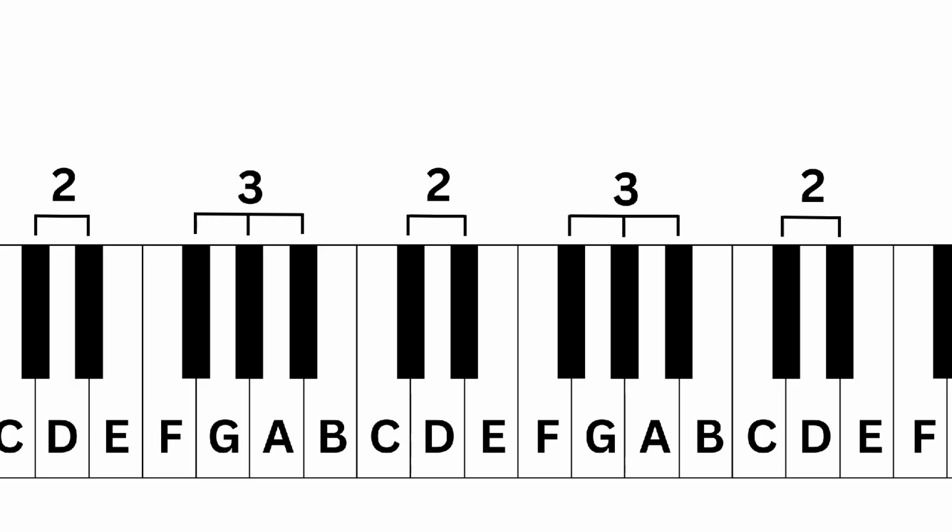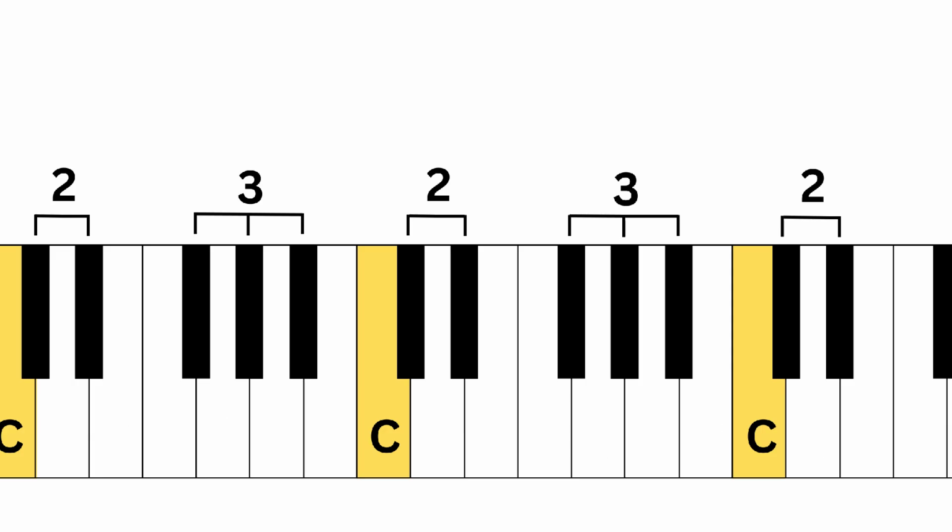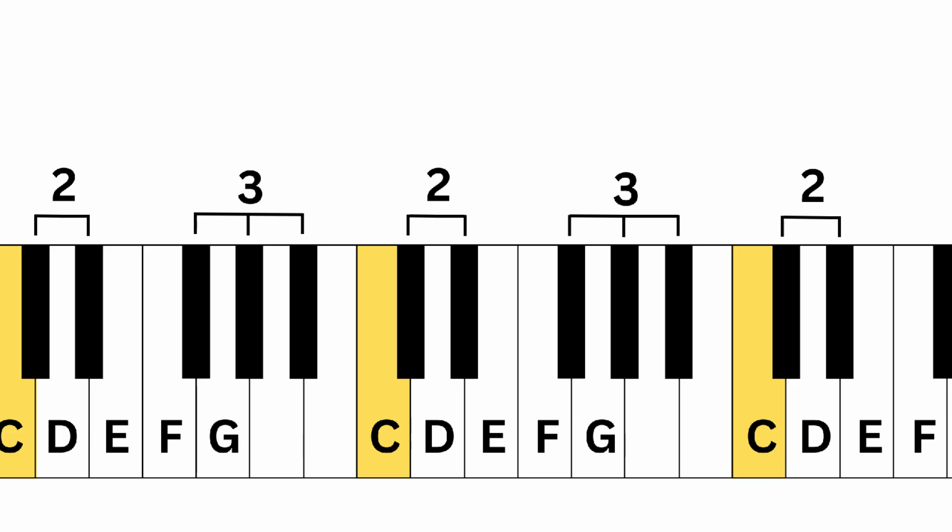Okay, now let's notice which note is always to the left of the group of 2 black keys. Do you see it? It's always C. We are going to use this as a landmark note to help us find the other keys on the keyboard. If we can remember that the note to the left of the group of 2 black keys is always C, then we can just count up the musical alphabet to find any of the other keys on the keyboard.